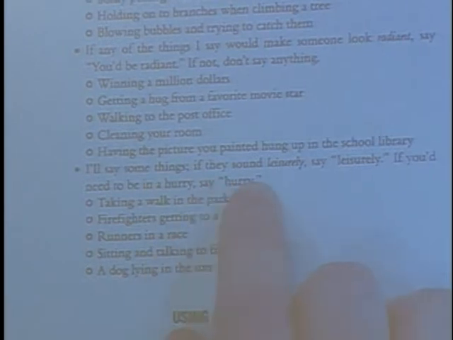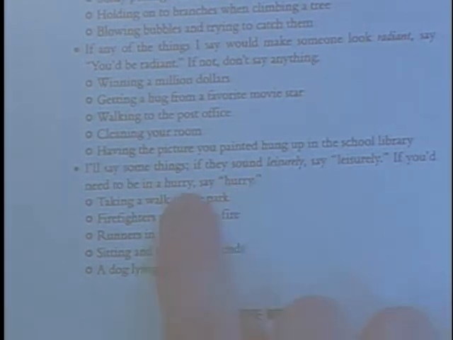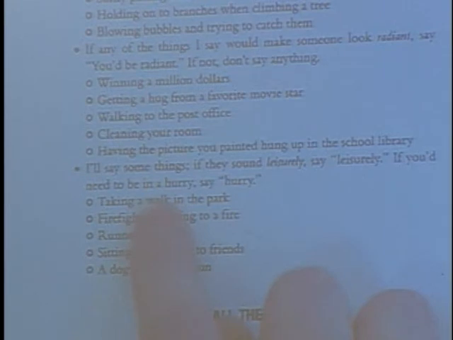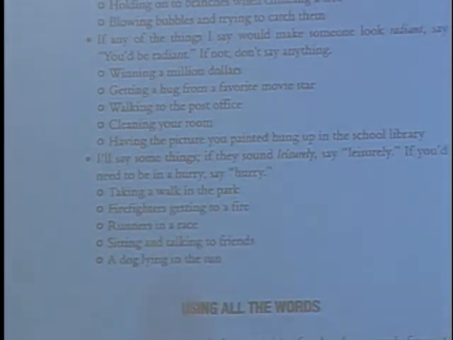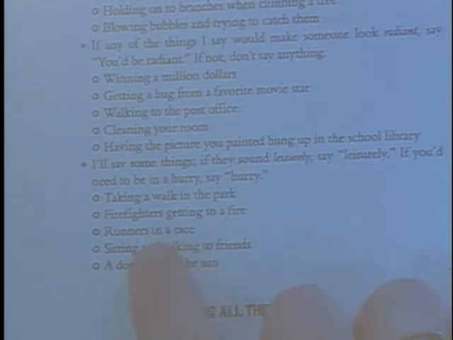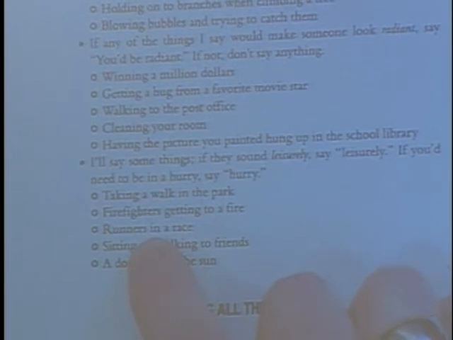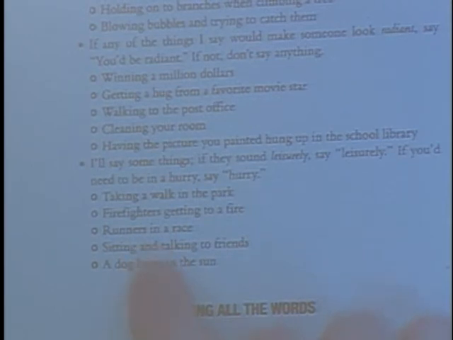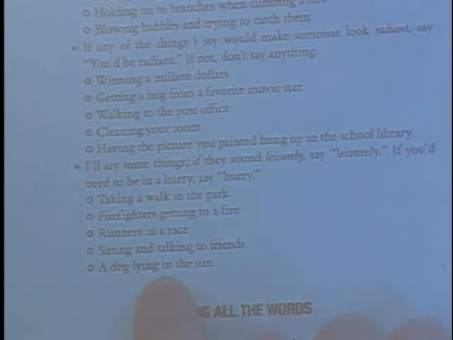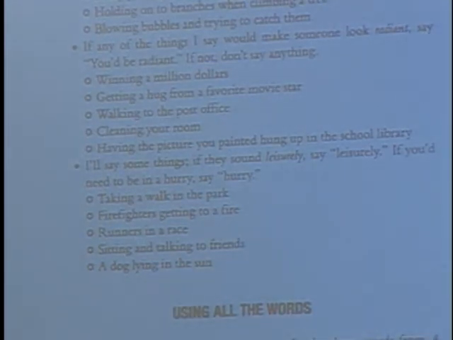I think so. Okay, I'll say some things, and if they sound leisurely, say leisurely. If you need to be in a hurry, say hurry. So, taking a walk in the park. Firefighters getting to a fire. Runners in a race. Sitting and talking to friends. A dog lying in the sun. Oh, yes. So that's making choices.